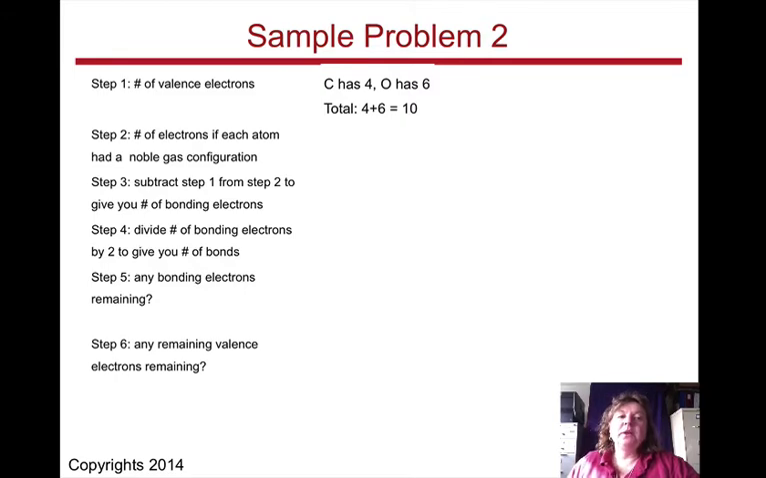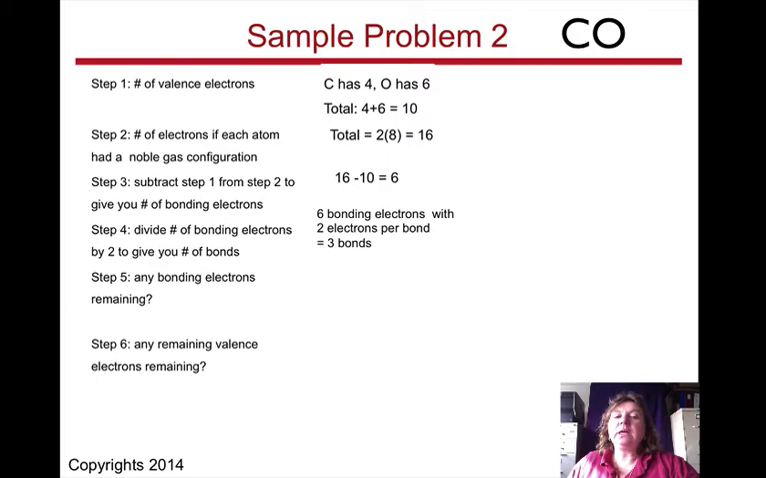Step number 2, the number of electrons if each atom has its own noble gas configuration. Well, carbon and oxygen both want 8, so it's 2 times 8, which equals 16. And now step 3 says subtract step 1 from step 2 to give you the number of bonding electrons. 16 minus 10 equals 6. That means we have 6 bonding electrons. 6 divided by 2 equals 3. So there are 3 bonds.